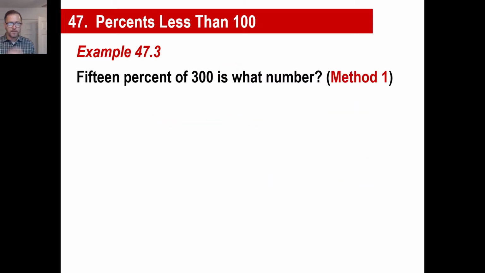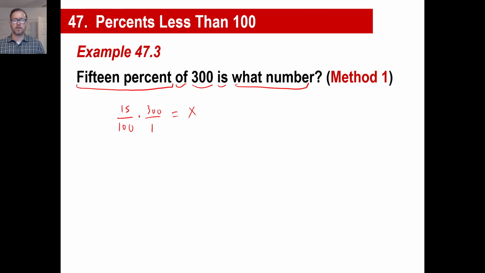All right, let's try another one. 15% of 300 is what number? All right, pause it real quickly. Just go left to right and see if you can come up with what you need to. So pause it real quick and just make this into an algebra equation. Okay, this is what I did. 15%, I got an of, I got 300 is, and then what's that? Okay, 15%, I'm just going to write 15 over 100. Of 300 times 300, and I'll stick it over a 1, is what number? There you go. That's the setup.